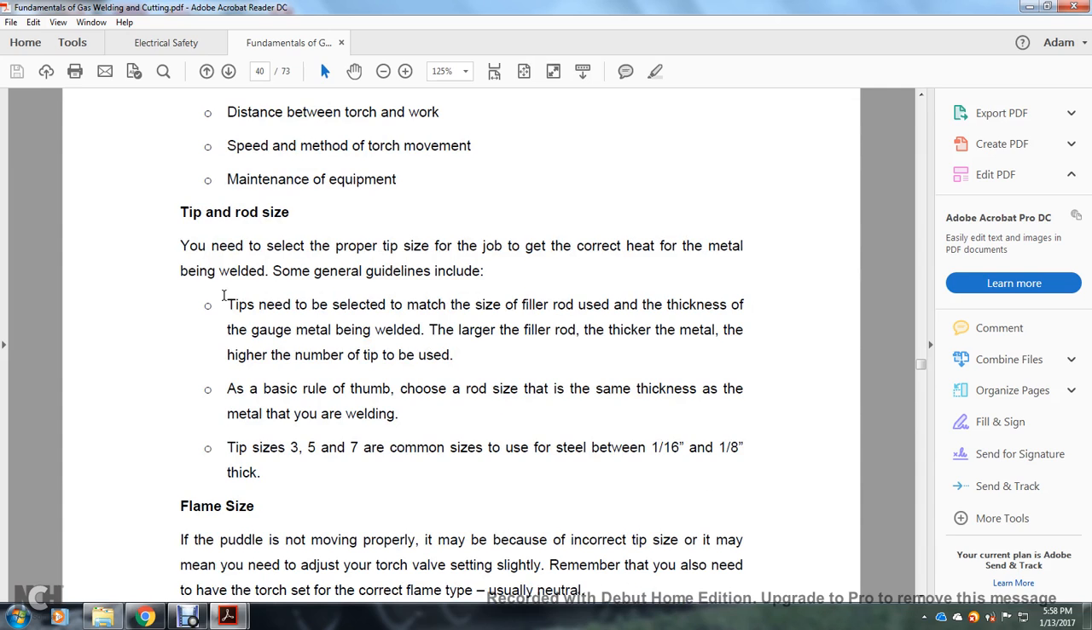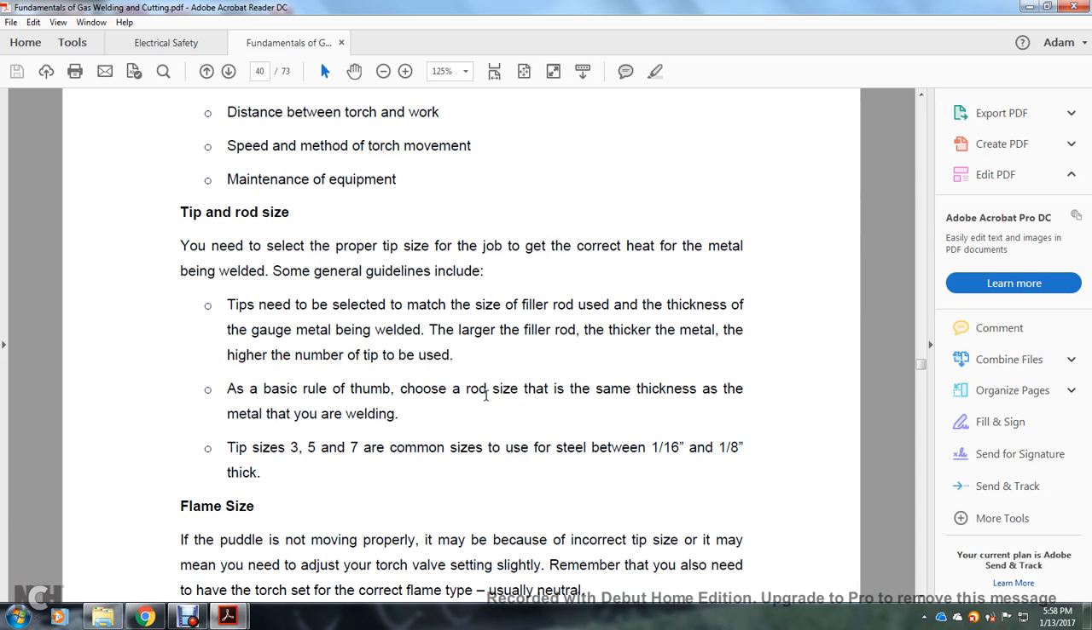Tip and rod size. You need to select the proper tip size for the job to get the correct heat for the metal being welded. Some of the general guidelines include selecting the tip size to match the size of the filler rod, using the thickness or gauge of the metal being welded. The larger the filler rod and the thicker the metal, the higher the number of the tip to be used.